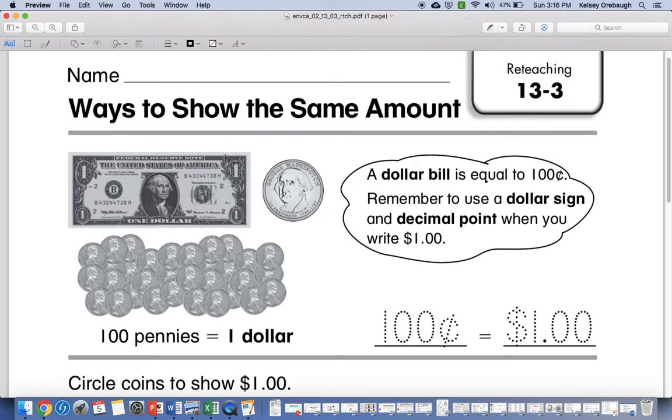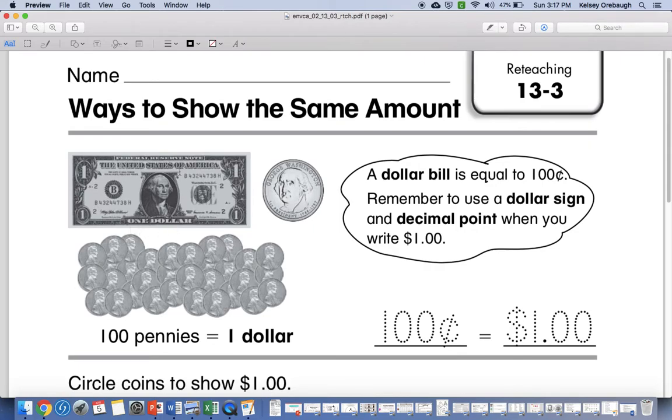The directions say a dollar bill is equal to 100 cents. There's our cent symbol. Notice that it comes after the amount of cents. Dollar symbols come first, cent symbols come after. Remember to use a dollar sign and decimal point when you write $1. So these are 3 different ways to show $1.